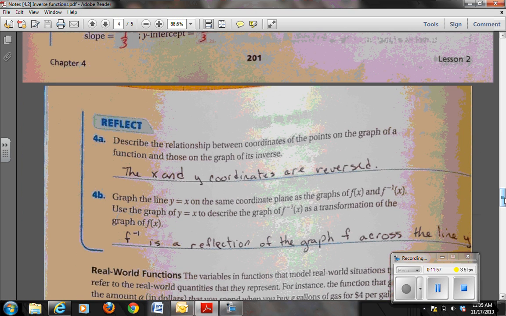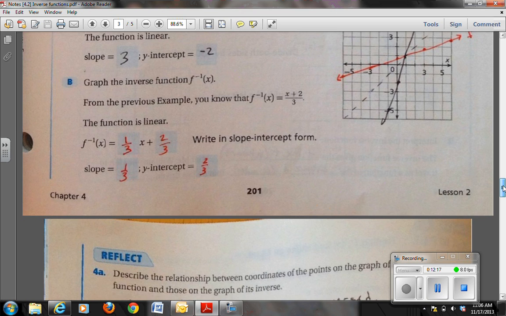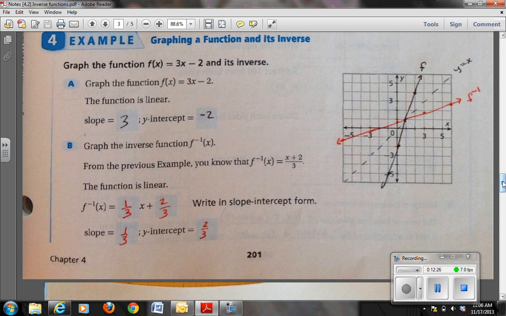It said, first describe the relationship between the coordinates of the points on the graph of the function and those on the other one. So the x and y are reversed, if you notice the coordinates. Then part B says to draw that line I made dotted, y equals x, and talk about what the transformation was. We said it was a reflection across that dotted line. Again, on that first one about the coordinates getting reversed, we said the inputs and outputs get reversed. So in terms of the picture, if I think of a point on the original function f that's at 0, -2, the new function, instead of having the point 0, -2, should have -2, 0.